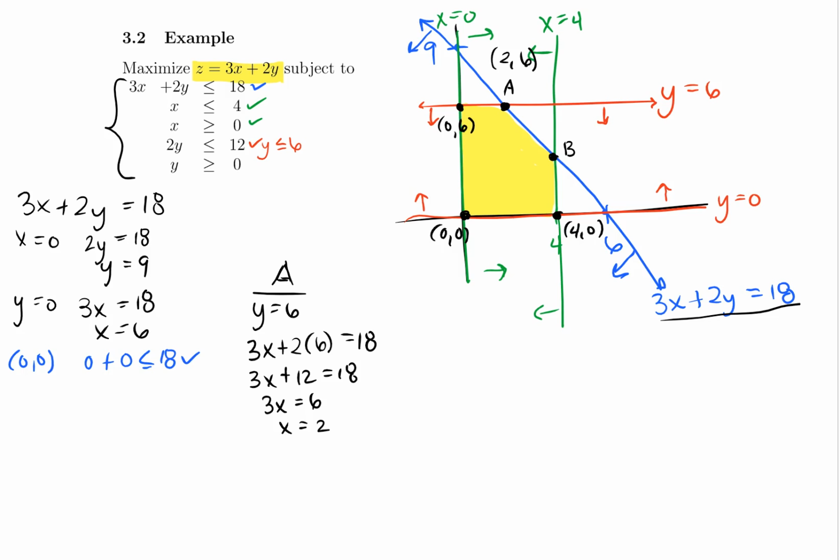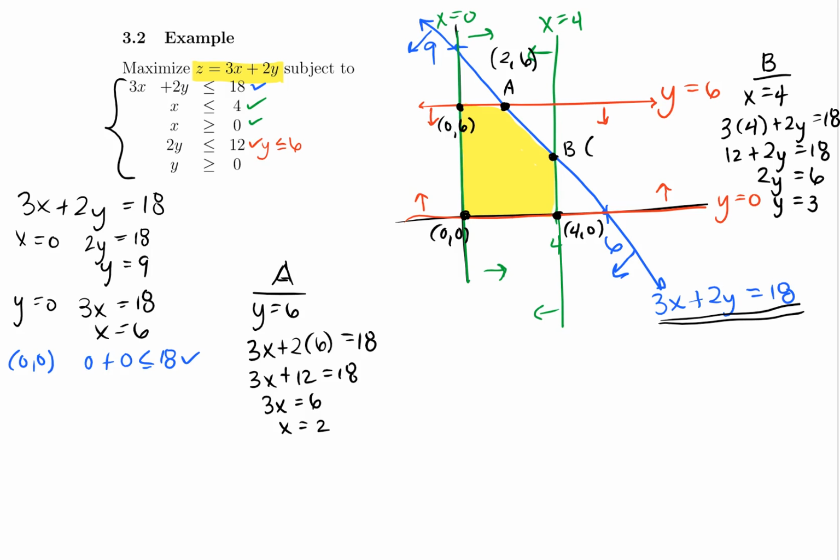Similarly, we can do the same thing for B. If we try to solve for corner point B, we know that the x value is 4, and we know that it has to also be on the line 3x + 2y = 18. So we have 3 times 4 plus 2y equals 18, and now we can solve for y. So 12 + 2y = 18, so 2y = 6, and so y is going to equal 3. And so our point B is at (4, 3). And now we have all 5 corner points.